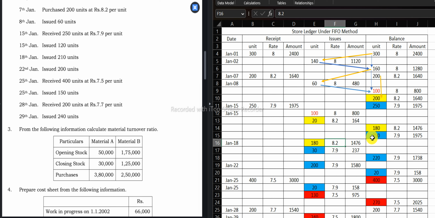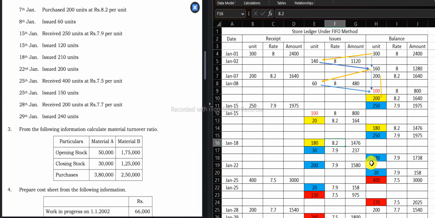Now the 180 is cancelled because it is already issued for production, so that is over. Then out of 250, what is the balance now? 30 units are already issued, so the balance is 220. 250 minus 30, the balance is 220 units.